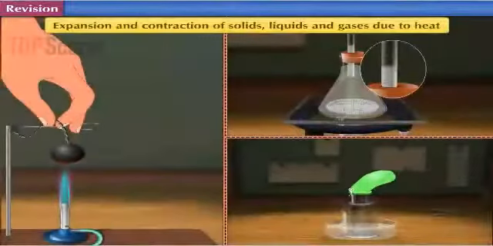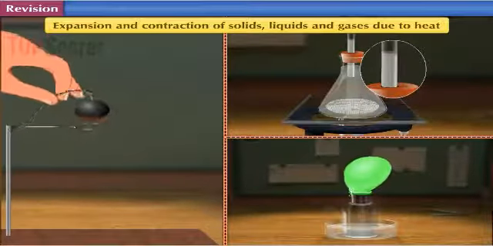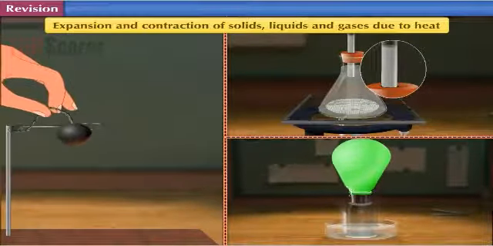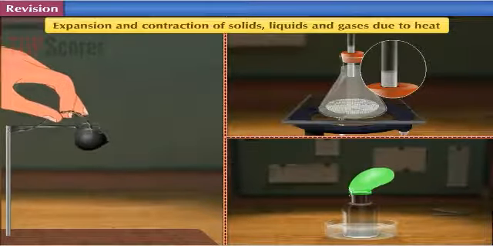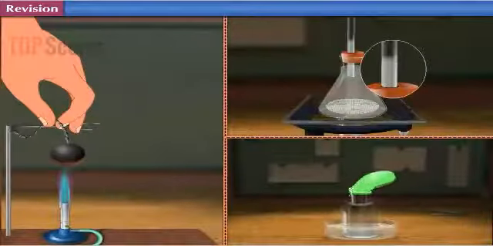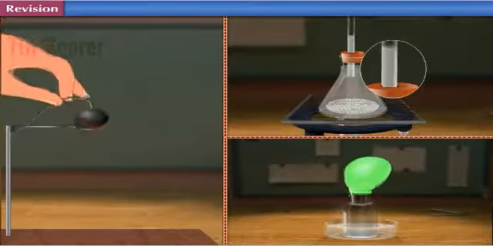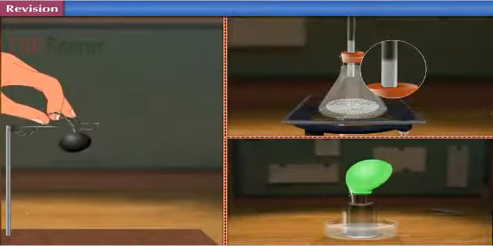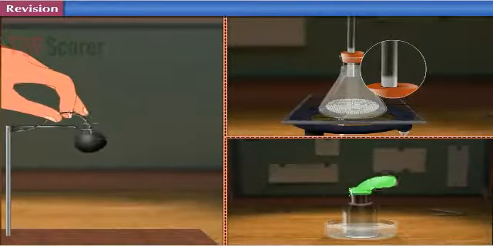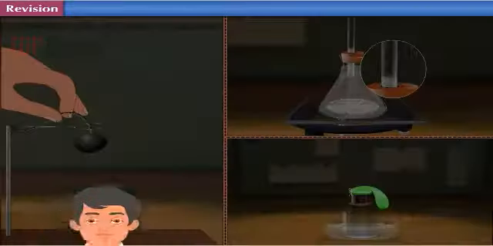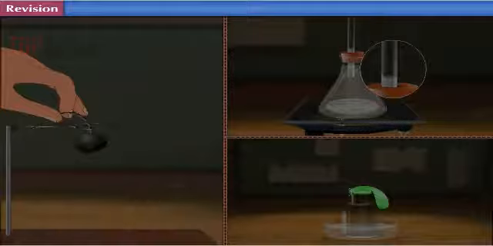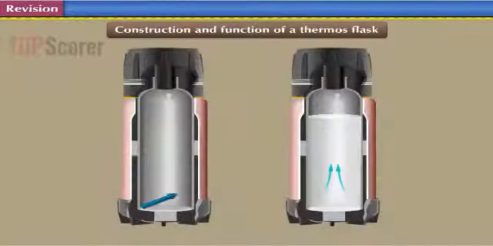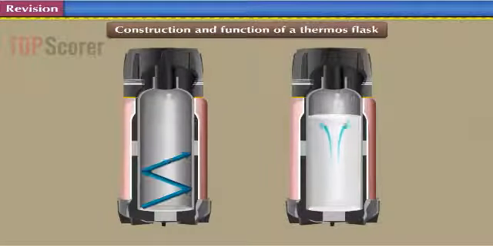We also studied about expansion and contraction of solids, liquids, and gases due to heat. When we give heat to an object, it expands and it contracts on cooling. What else did we learn? Can you recall? Yes! We also studied the construction and function of a thermos flask.